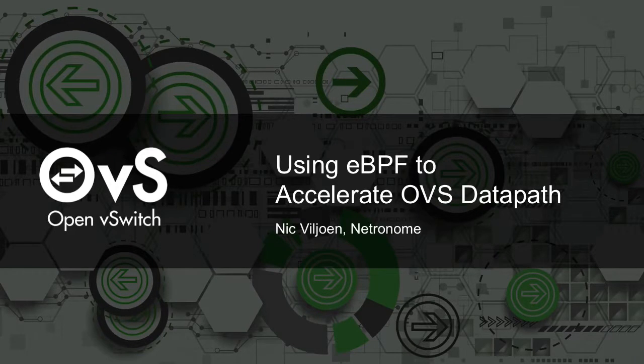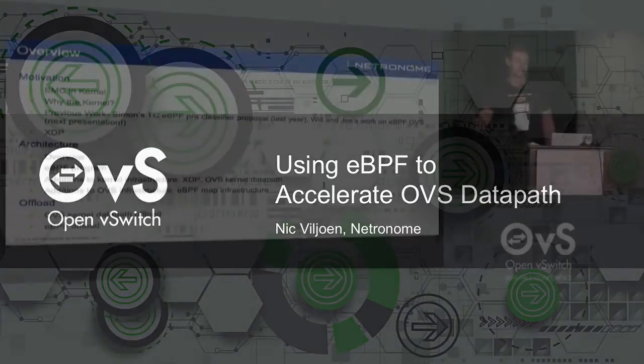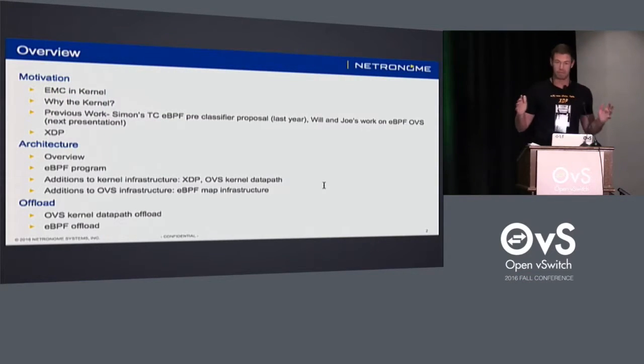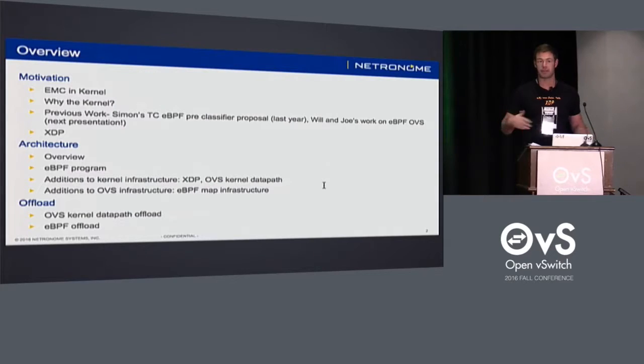So first, I'm just going to run through quickly what the motivation is for doing this, then run through the proposed architecture, and then finally, we offload all this type of stuff. So I'm just going to have a quick couple of words on how to offload this and lessons we've learned from offloading this in real production environments.